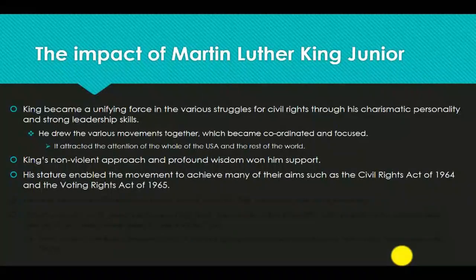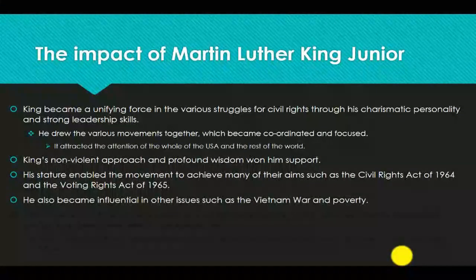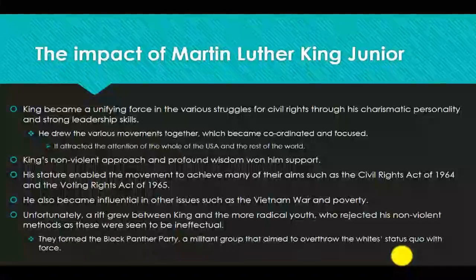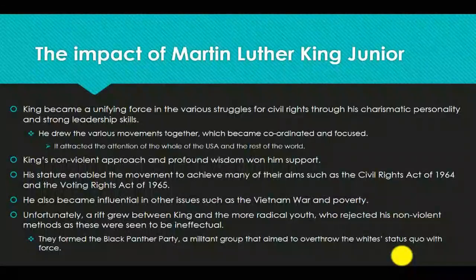His stature then enabled the movement to achieve many of their aims, such as the Civil Rights Act of 1964 and the Voting Rights Act of 1965. He also became influential in other issues such as the Vietnam War and poverty. But unfortunately, a rift grew between King and the more radical youth who rejected his non-violent methods as they were seen to be ineffectual. They then formed the Black Panther Party, a militant group that aimed to overthrow the white status quo with force.